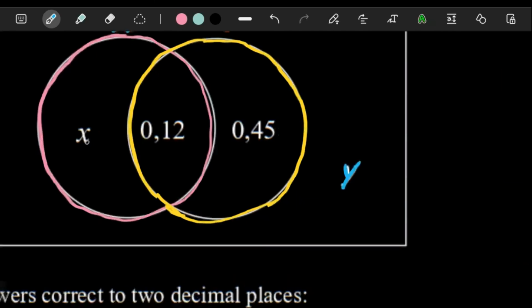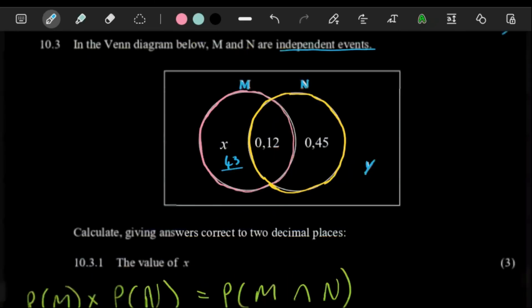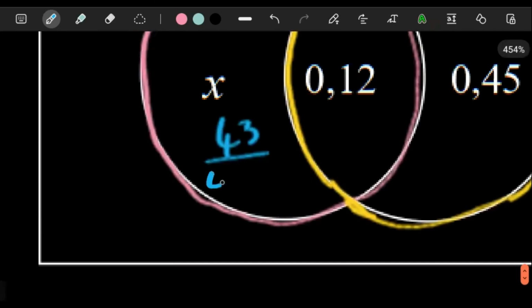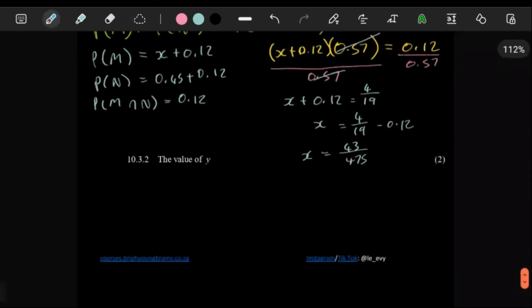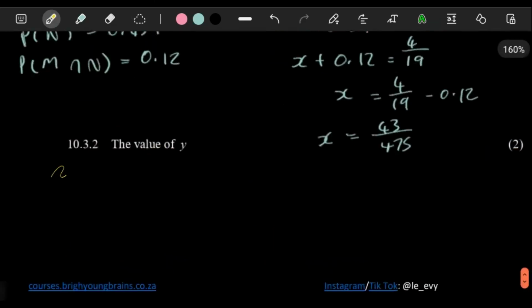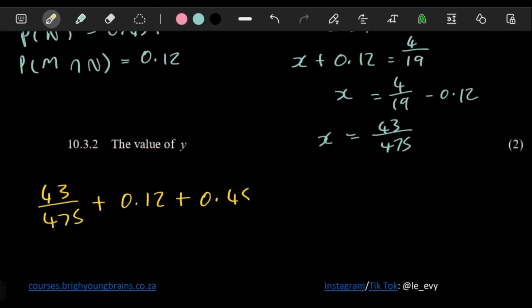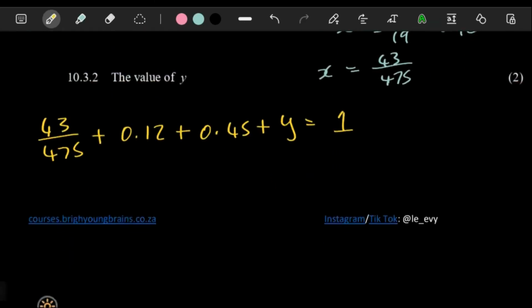Here we said x was just 43 over 475. So 43 over 475 goes there, this goes here, this goes here, and then this is Y. Everything should add up to 1, because in probability everything adds up to 1. So 43 over 475 plus the 0.12 plus the 0.45 plus Y should give us 1. To get Y, we can add all the numbers together first and then move them to the other side. So this is 43 over 475 plus 0.12 plus 0.45.